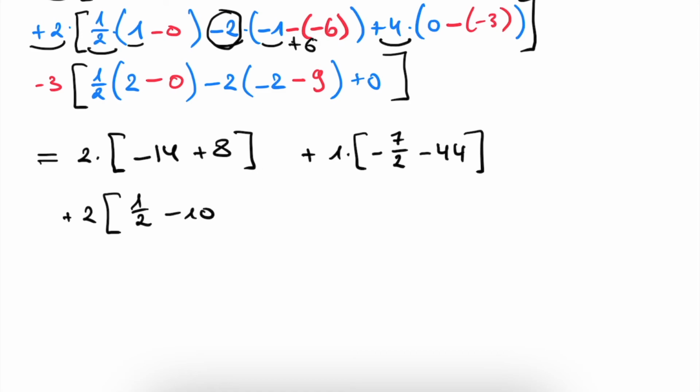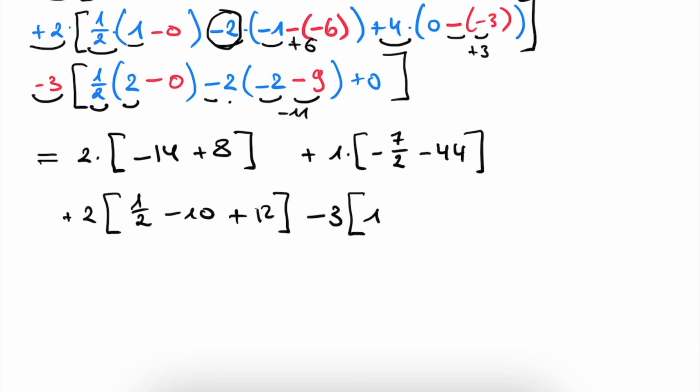And then we get 4. So plus 4 times minus minus 3 is plus 3. 4 times plus 3 is 12. So we can just put a 12 here. And then the last term, we have minus 3. So this becomes minus. I was too fast here. So minus 3 times 1/2 times 2 is simply 1. Minus 2 times minus 2 minus 9 is minus 11. And minus 2 times minus 11 is plus 22. And this term just, well, we add 0 and it remains 0.